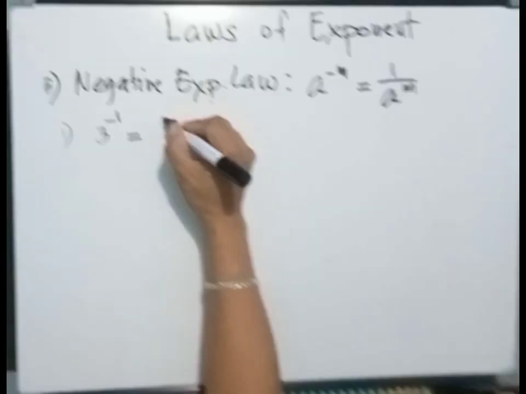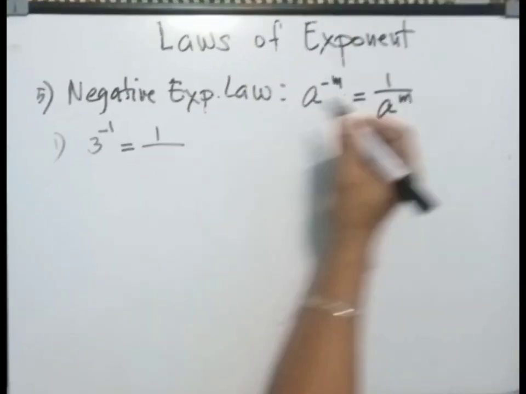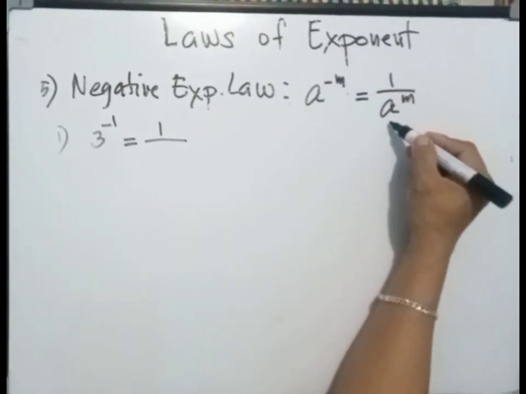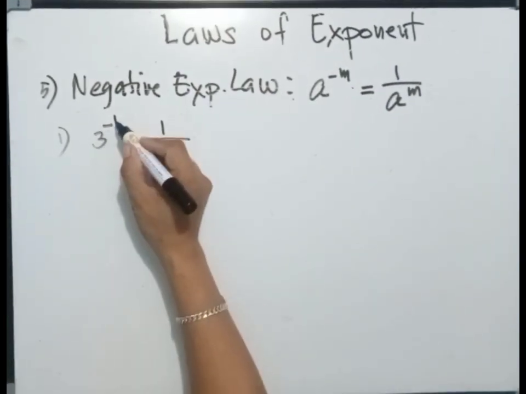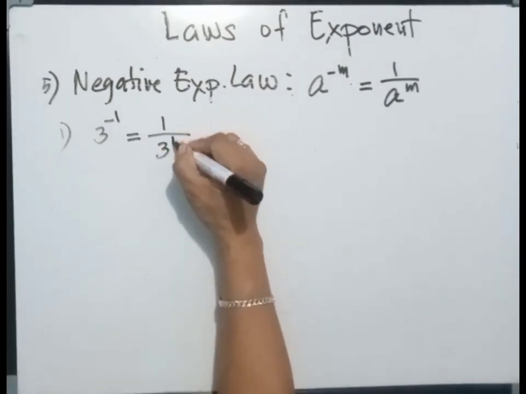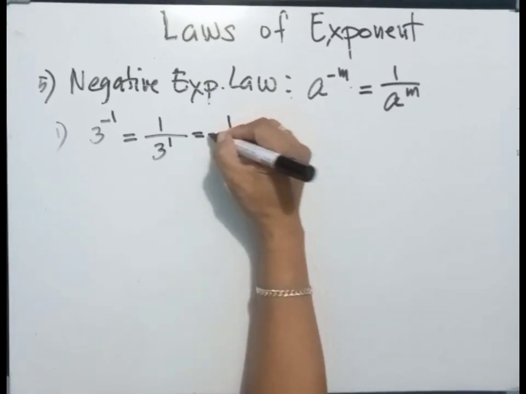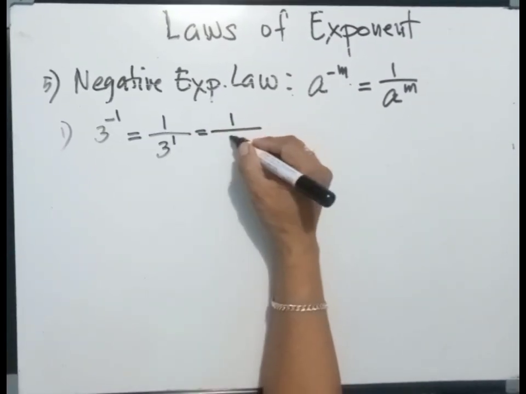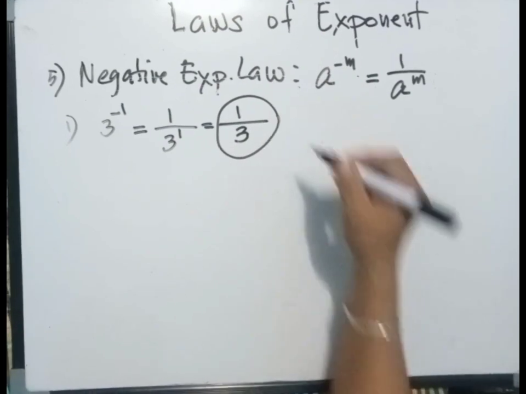So gawin natin. 1 over a raised to negative m, naging a raised to m. So 3 raised to negative 1, gagawin natin 3 raised to 1. And 1 over 3 raised to 1 is simply 3. That will be our final answer.